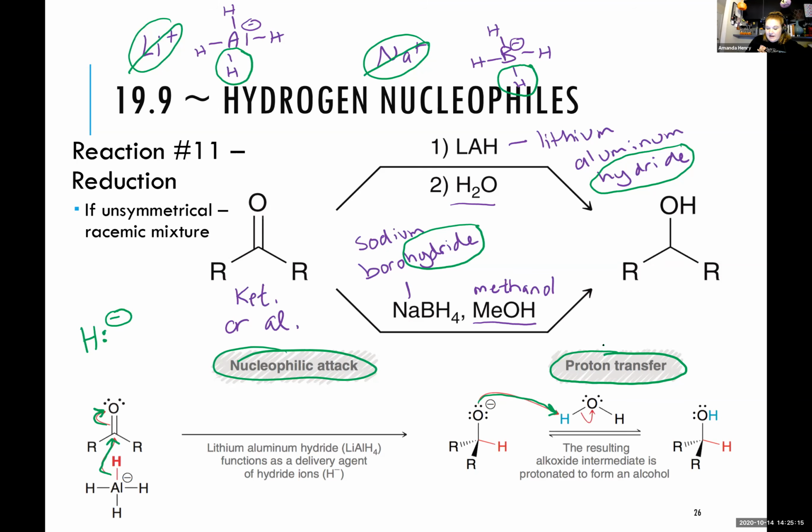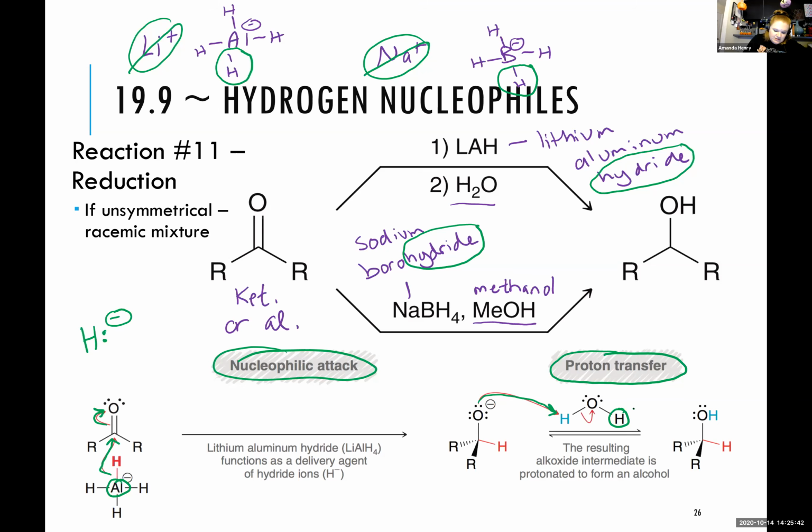If we showed this mechanism with the sodium borohydride and the methanol instead, the only difference is over here, instead of the aluminum, it would be a boron. And instead of a hydrogen over here on that water molecule, it would be a methyl group. So the mechanism itself is going to look exactly the same. There's just going to be some slight differences because of the chemicals we're using.